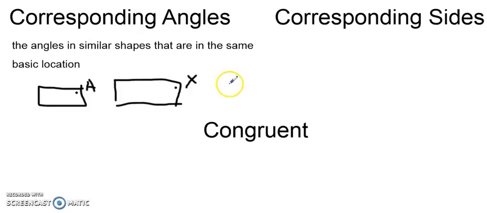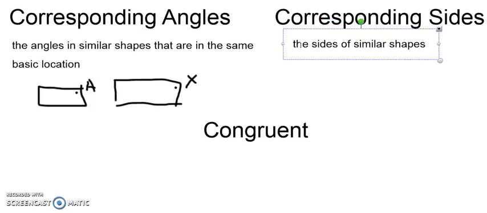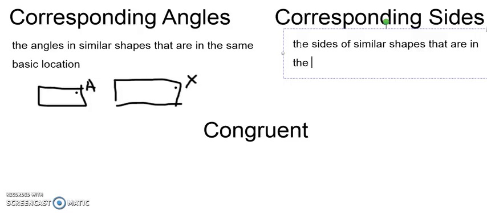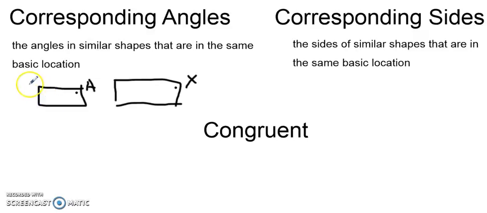Now, same thing, let's get a definition for corresponding sides. The sides of similar shapes that are in the same basic location. Okay, so it's basically the same. Now, I'm going to go back to my rectangles over here. Now, this is AB. And then this one is XY. So in this case, AB is going to correspond to XY.